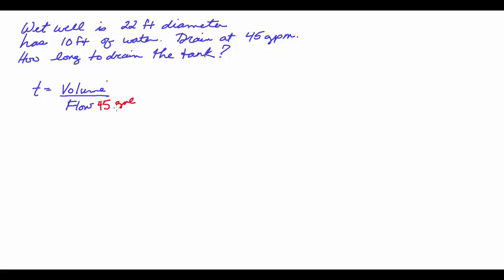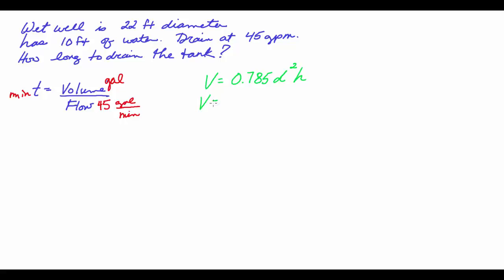gallons per minute. So if you look at the units here, minutes is a time, so we're going to end up with minutes on the other side. But that means in order for this to cancel out, the volume has to be in gallons. You see that? Okay, so we're going to go ahead and find the volume of this thing, and it's a pancake or a cylindrical tank, so we're going to use the formula for a cylinder, which is 0.785 times the diameter squared times the height.